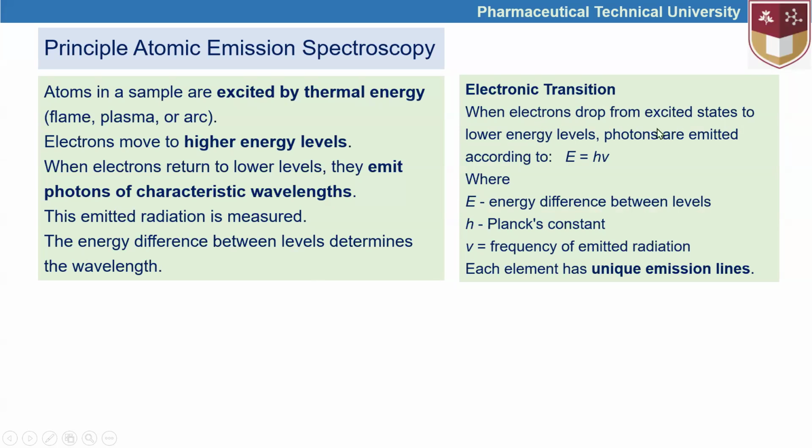When electrons drop from excited status to lower energy levels, photons are emitted according to the equation E equals hν, where E is the energy difference between the levels, ground level and an excited level of electrons. And h is Planck's constant, and ν, this is not the English V, this is Greek, sorry for this discrepancy. The ν stands for frequency of emitted radiation, and each element has unique emission lines.